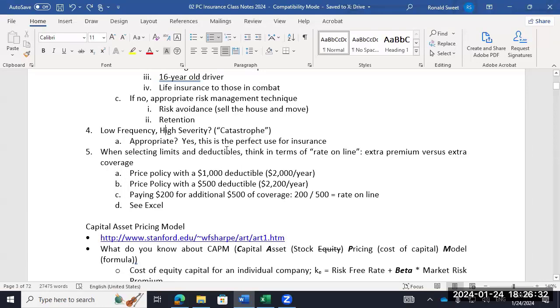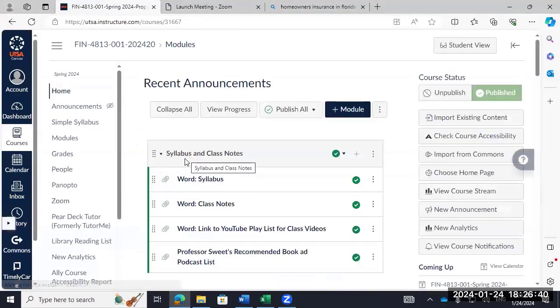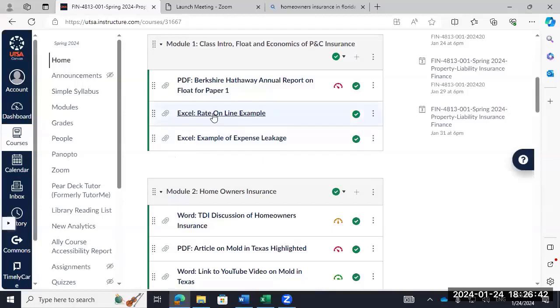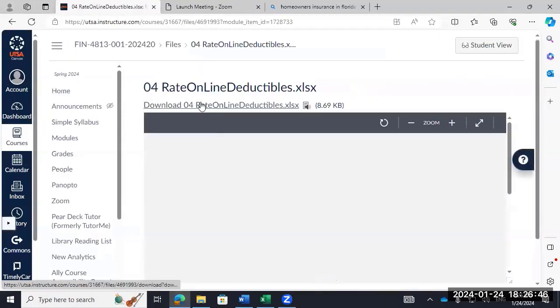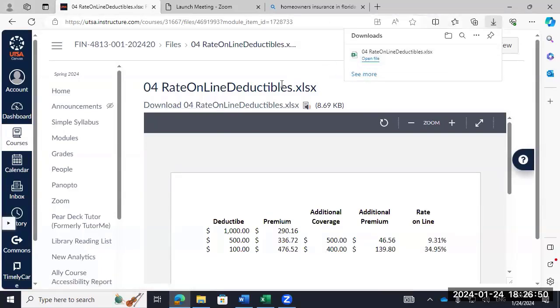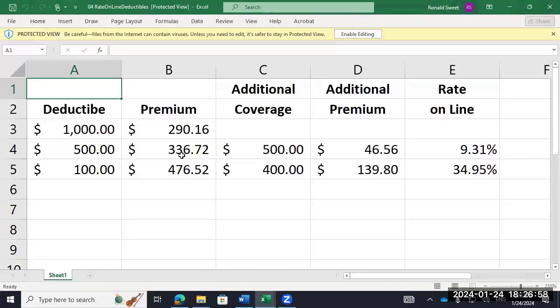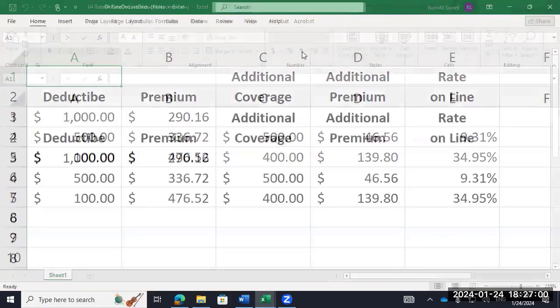So let's talk about rate online. I think I put a spreadsheet out there for you for rate online, so I'll show you this. Okay, it's under module 1. These are actual numbers, but I haven't updated them in a while, so I don't know if they're still current or not. This is something you can do yourself. It's a really good exercise to do.